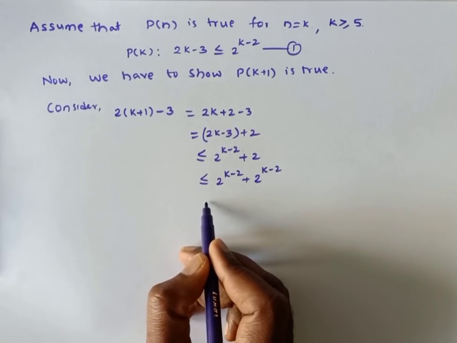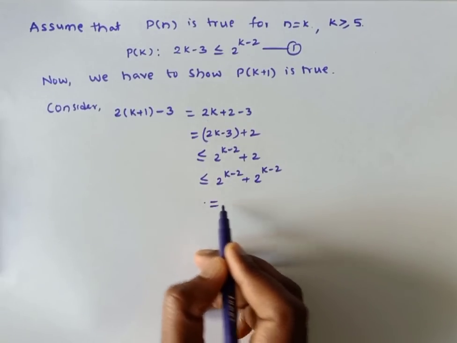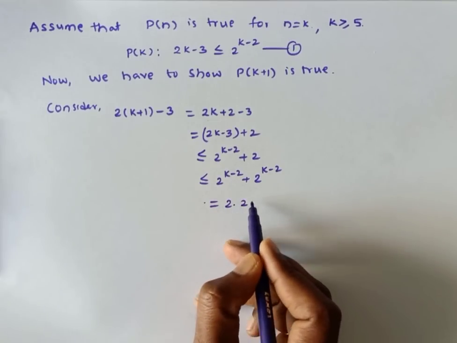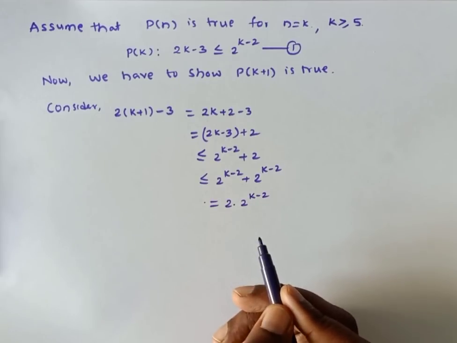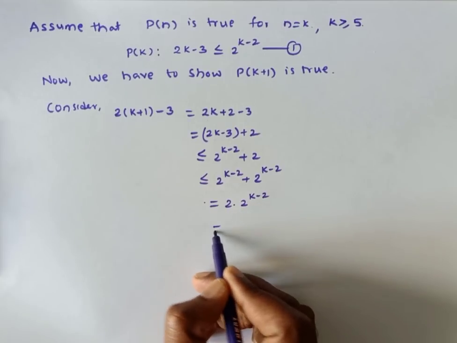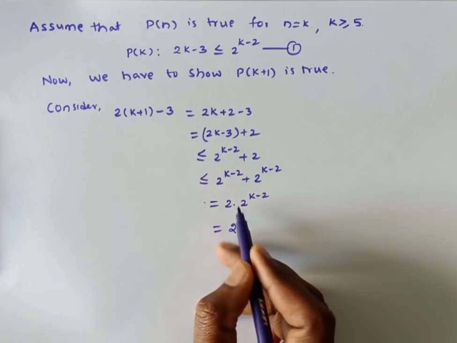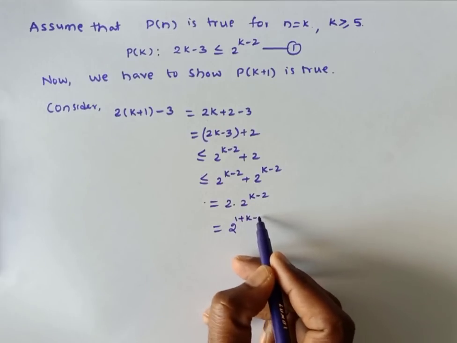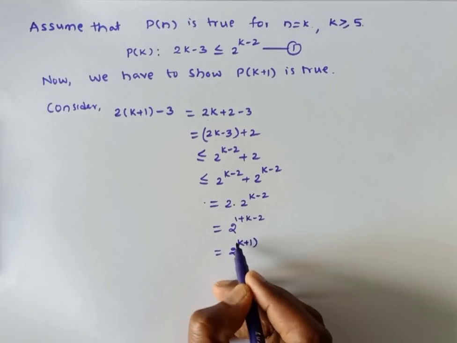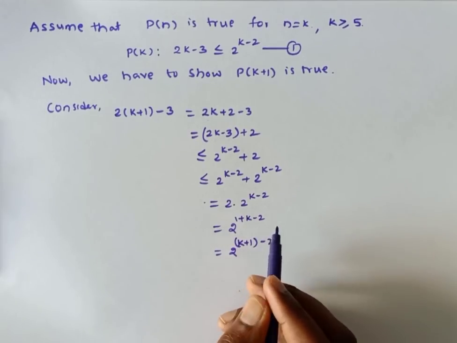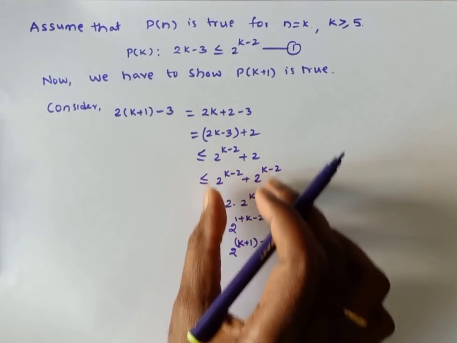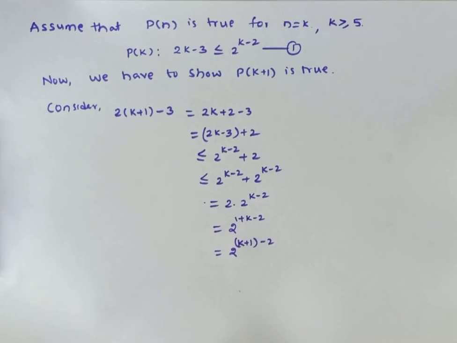Now simplify this part. Here 2^(k-2) plus 2^(k-2) is there. Simply we can write it as 2 into 2^(k-2). Okay, so here the bases are same, so we can add the powers: 2 to the power of 1 + k - 2. That means 2 to the power of k+1 minus 2. Here I am simplifying this part, it is less than or equal to only. So this part is same as 2^(k+1) - 2.